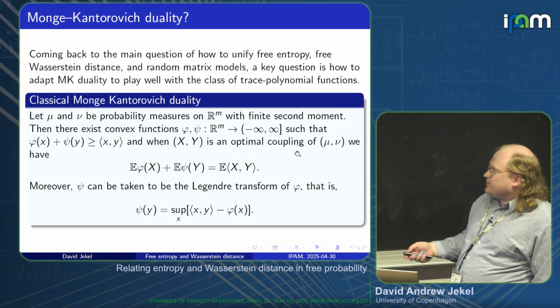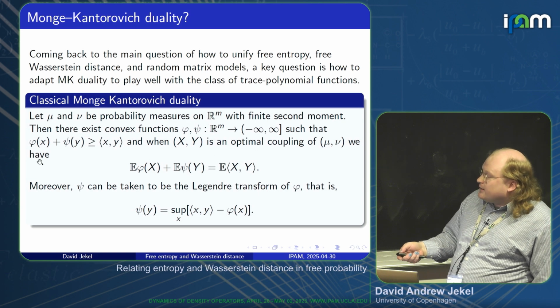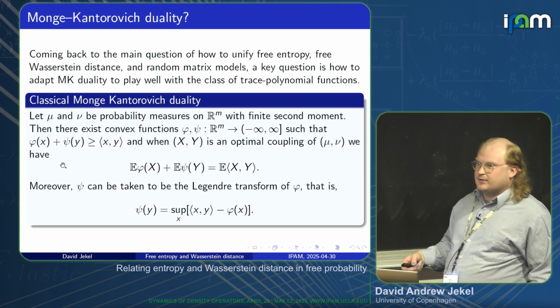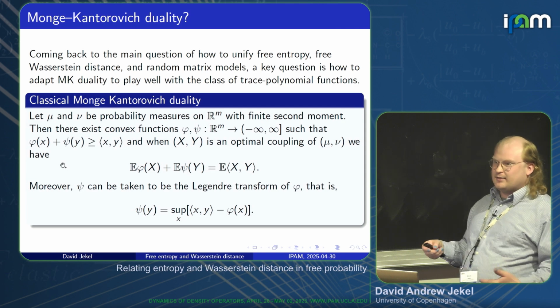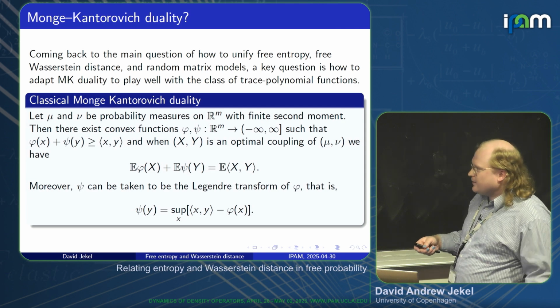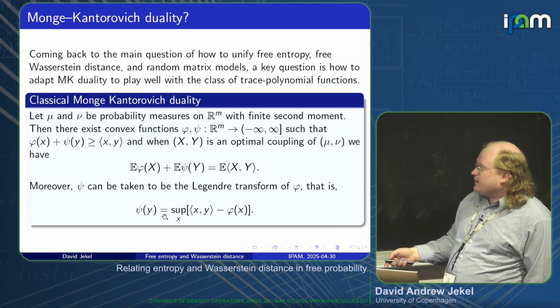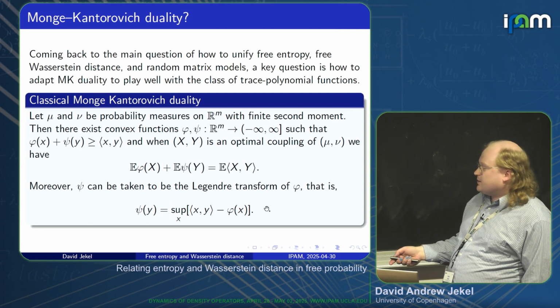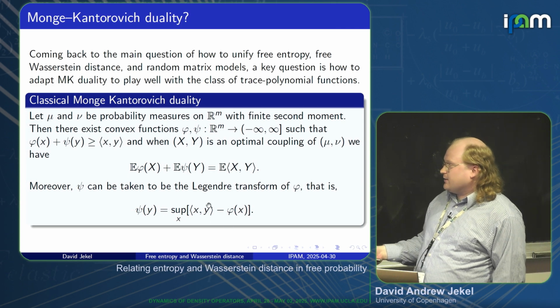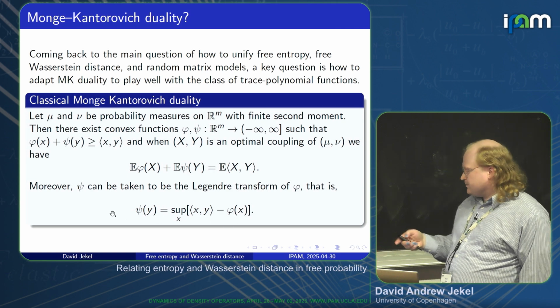Right, so this is a classical result, and by the way, the gradient of phi gives the transport function from x to y, and the gradient of psi gives the transport function from y to x. And phi and psi are related to each other in a certain way, in that psi will be the Legendre transform of phi. So you have this formula with sup.